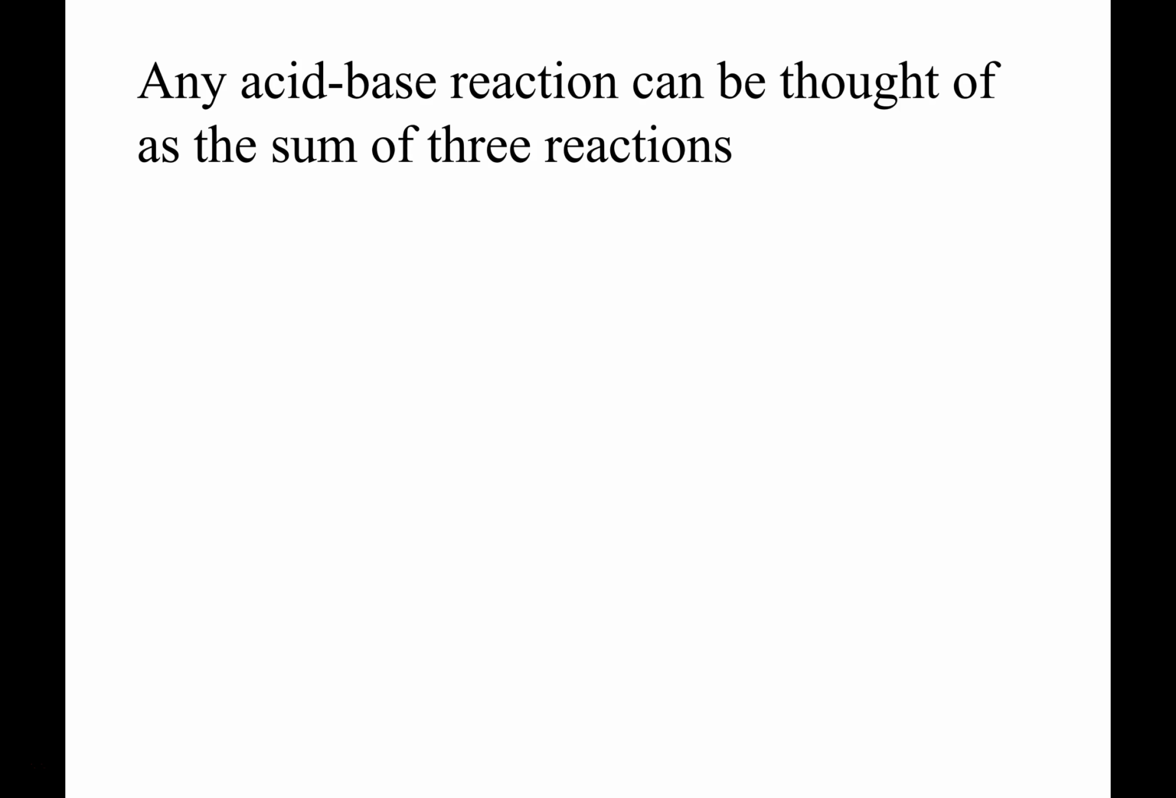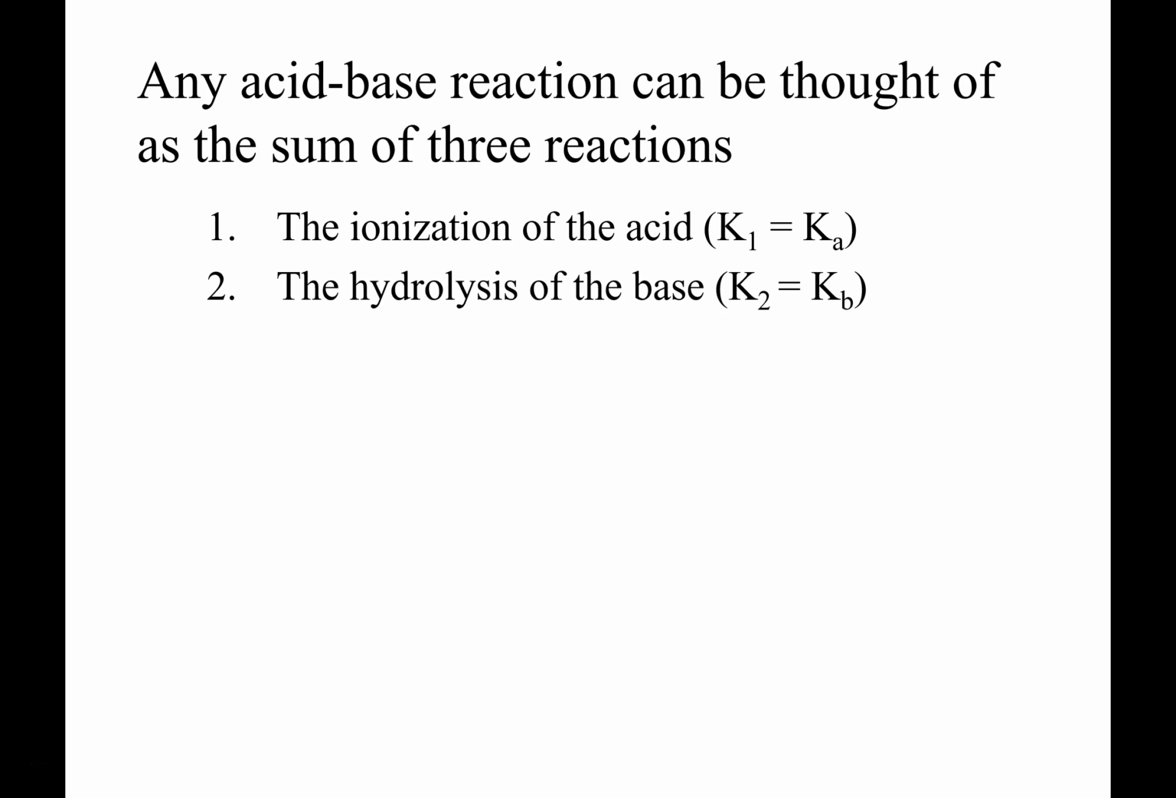So whenever we have an acid and a base reacting, like we saw those 4 different examples, you can think of 3 things happening behind the scenes, and they add up to be the overall reaction of interest. We can think of the ionization of the acid, breaking apart, providing a proton. We're going to call that K1, the equilibrium constant K1, but it's really the Ka, right? The second step would be the hydrolysis of the base accepting the proton. We'll call that K2, but really that's the Kb of the base.